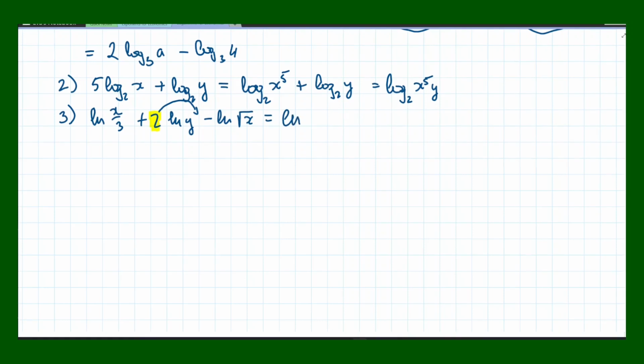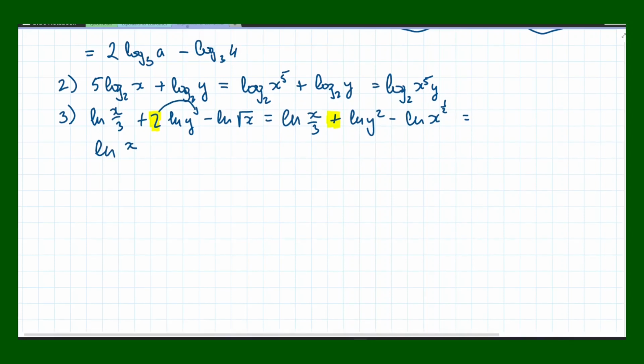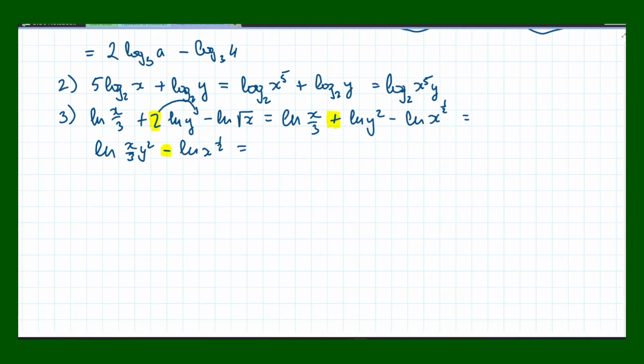So this is going to be ln x over 3 plus ln y squared minus ln, and I'm going to replace root of x by x to the half. And now I can apply the log addition rule in here. So the first 2 terms can be replaced by ln x over 3 times y squared minus ln x to the half, which means that I can apply the log subtraction rule. So when there is a subtraction between the same log bases, that can be replaced as the division. So ln xy squared over 3.